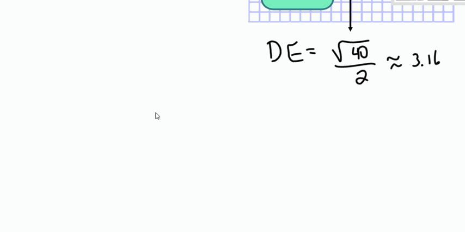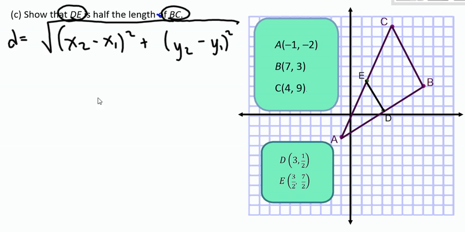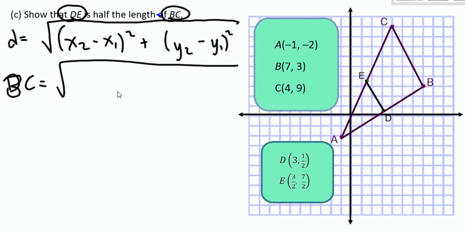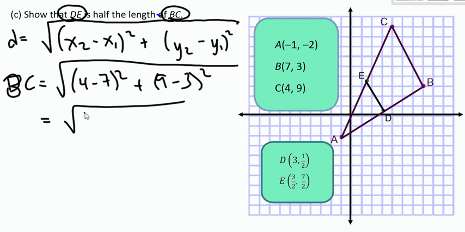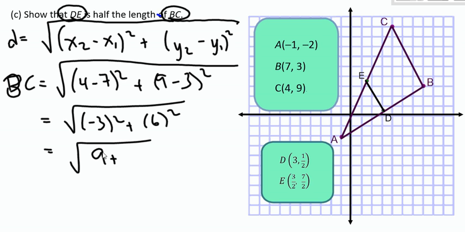Okay, so now let's find the length of BC, and it'll go a little faster because there's no fractions involved. So the length of BC, here we go. x2 minus x1 squared plus y2 minus y1 squared. So I have negative 3 squared plus 6 squared. So I have 9 plus 36. So it's the square root of 40.